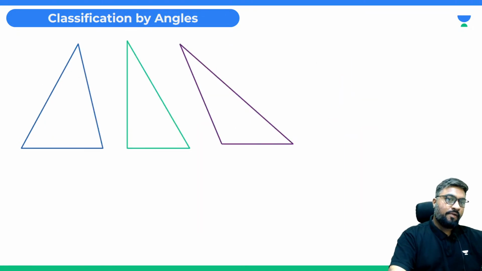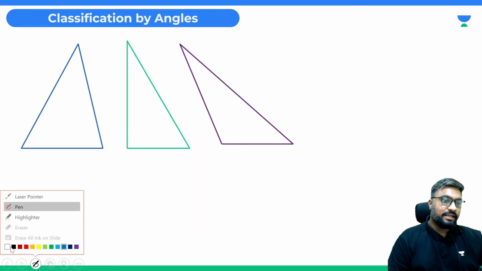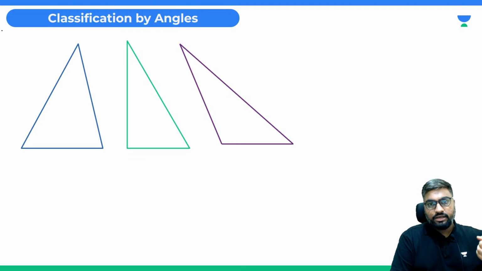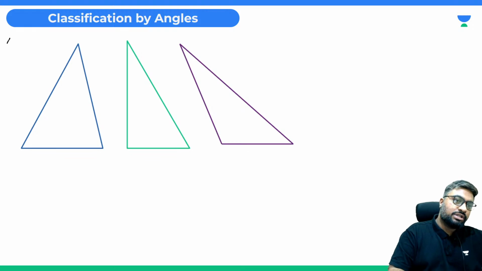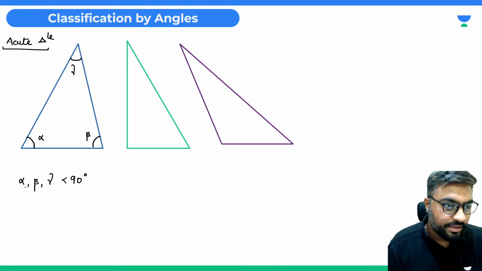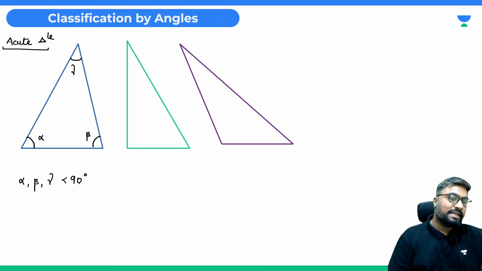Yes. Now let's talk about the same in terms of angles. So we know there are three types of angles. We have acute angles, right angles and obtuse angles, correct? So acute angled triangle या acute triangle is in such a way that all the three angles alpha, beta and gamma, तीनों 90 डिग्री से कम होंगे.